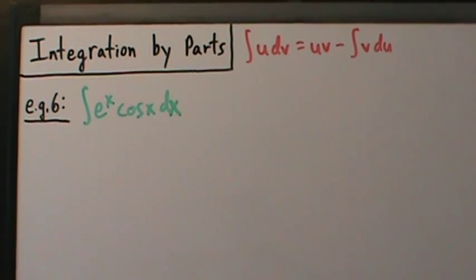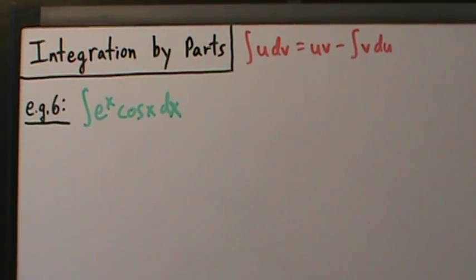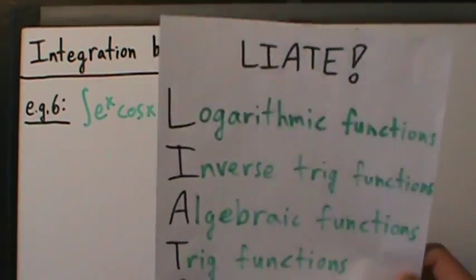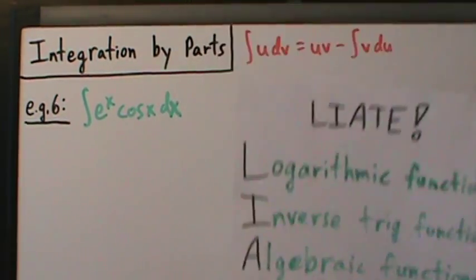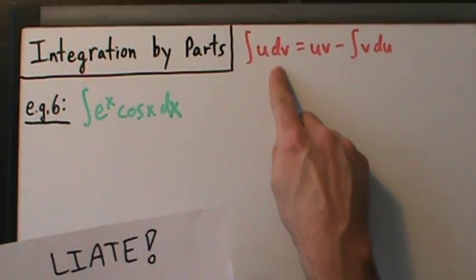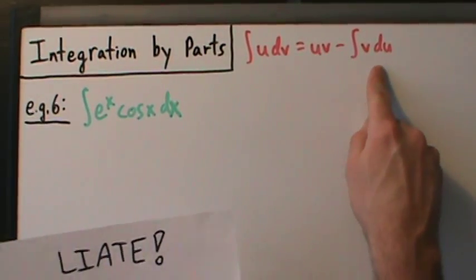Okay, here's example 6 with integration by parts. This one's going to be a little bit different from the other 5 we looked at, and we'll see how shortly. But let's just approach this the same way we always do for integration by parts. So what we're going to do is use this LIATE rule here. So remember, the integral of u dv equals uv minus the integral of v du.